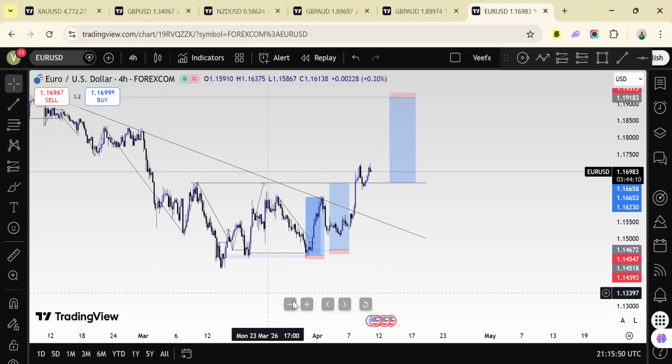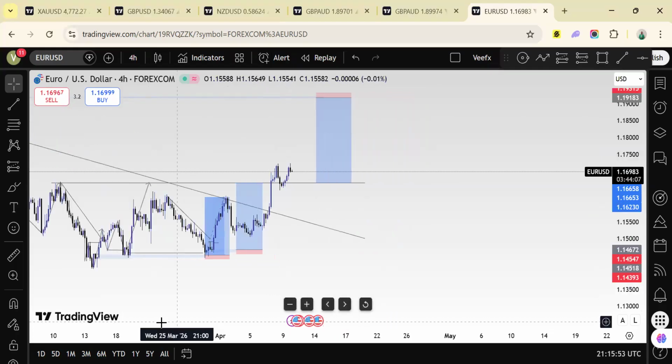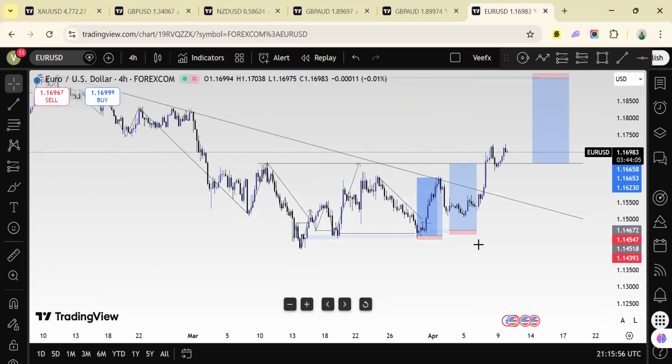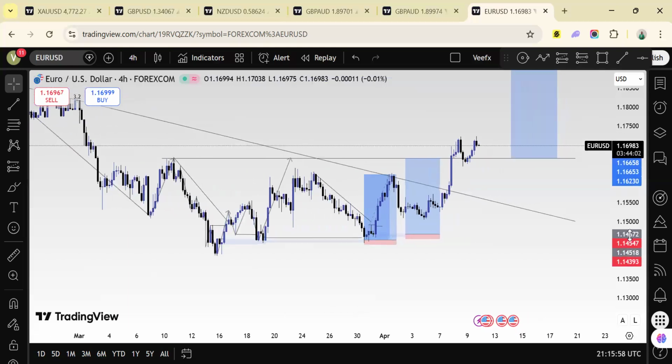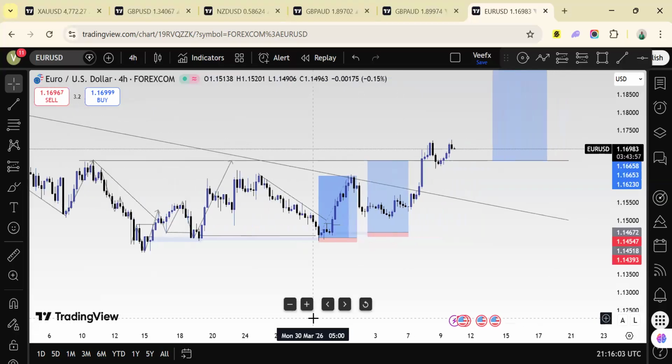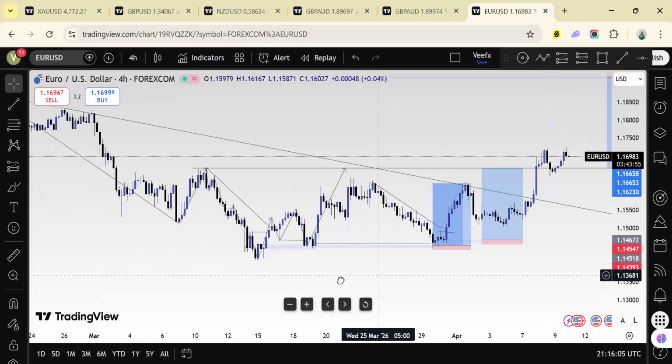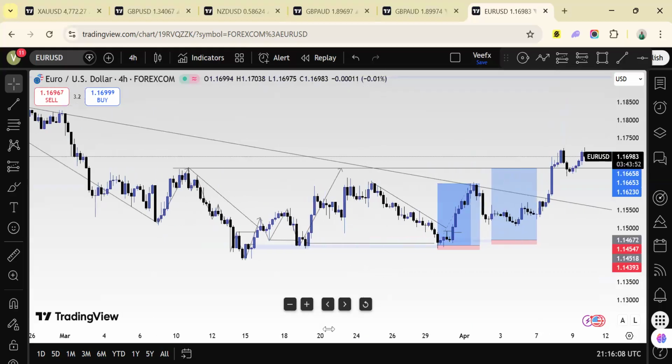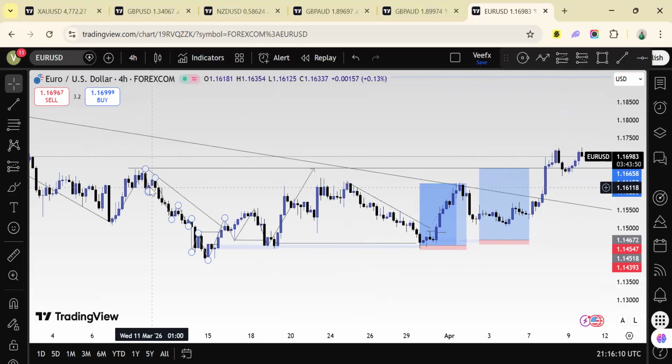So now let's go to Euro USD, for example. In Euro USD, right? The market was on a downtrend here. You can see the trend on the 4-hour time frame. You can see your low, your lower low, your lower high, your lower low, your lower high, your lower low, your lower high, your lower low, your lower high, your lower low. Then this last low took out this last high.